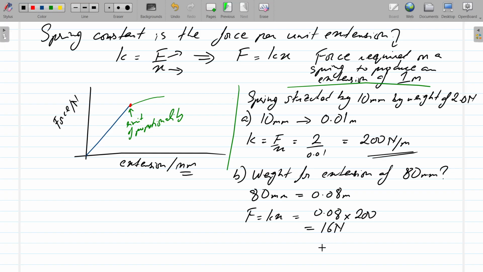And how did we end up with newtons? If you just look at the units, you've got 0.08 meters multiplied by 200 newton per meter. The meters cancel out, and you're only left with the newton number. These are the kind of questions that you will get. And so we've covered the spring constant as well. We've done the second law, and we did that experiment. So these three things were covered.